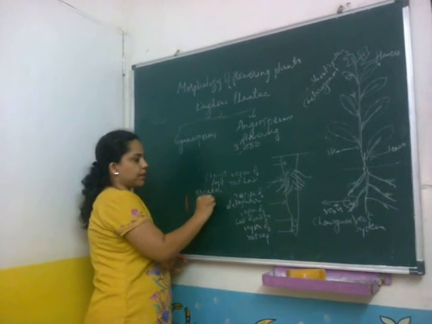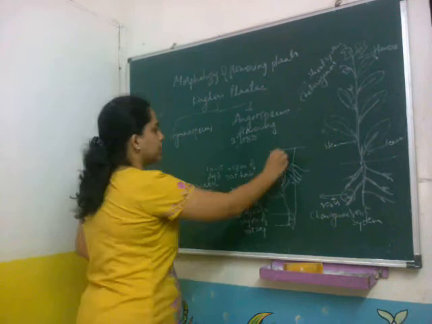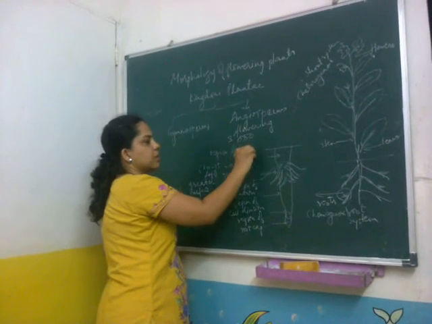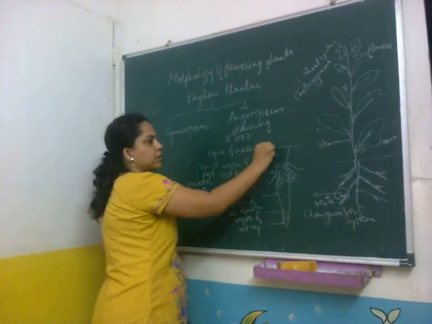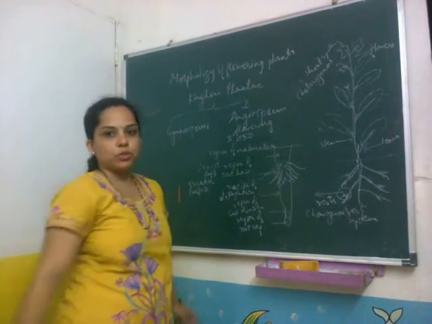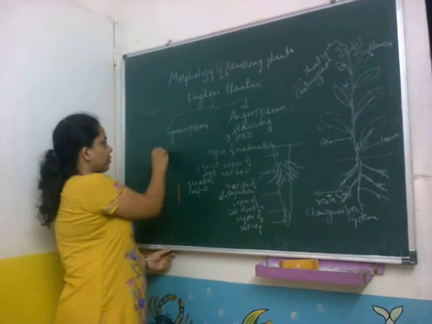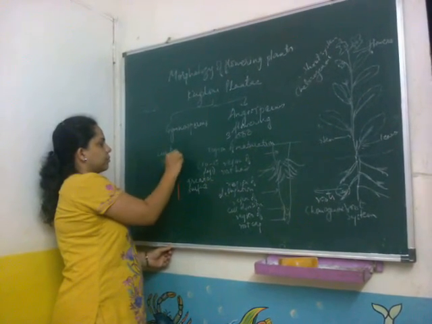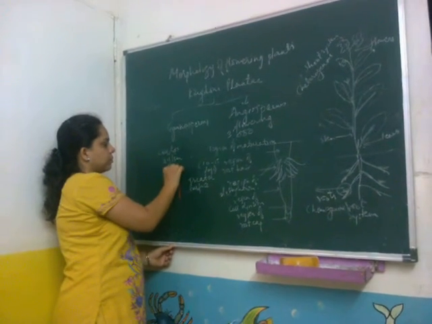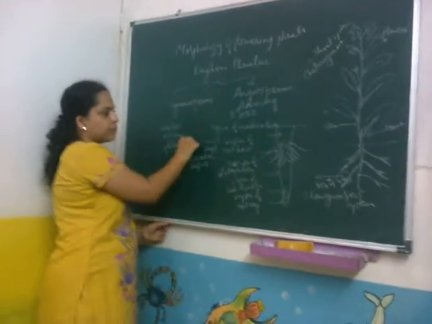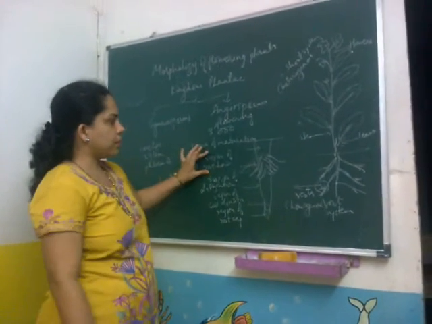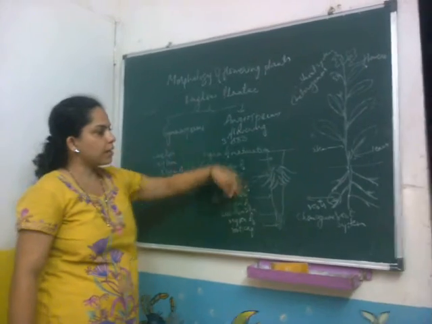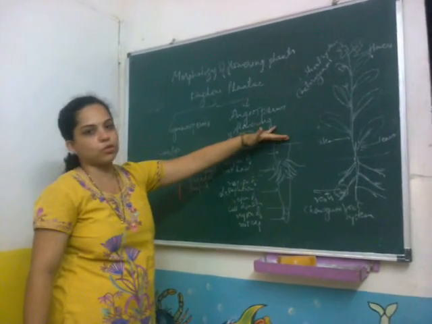And the last region is the region of maturation. Region of maturation means here the cells will differentiate to form different tissues of the typical root, like you have cortex or you have xylem and phloem, etc. So here their main function is absorption of water and absorption of minerals, and then conducting them up to the base of the stem.